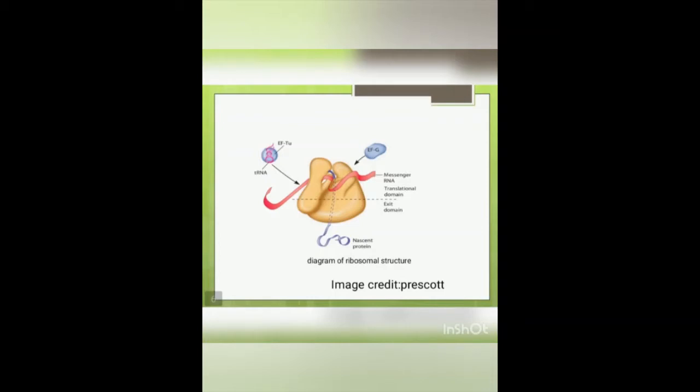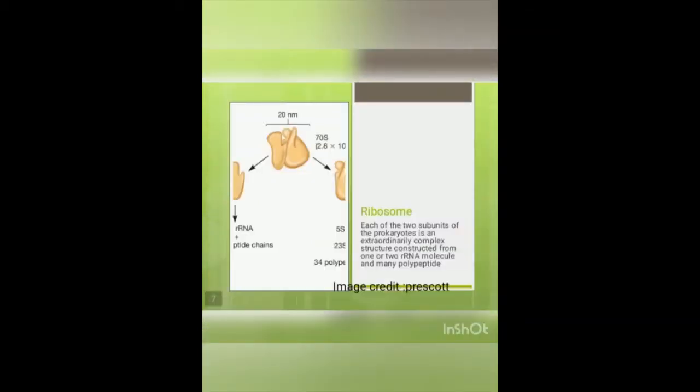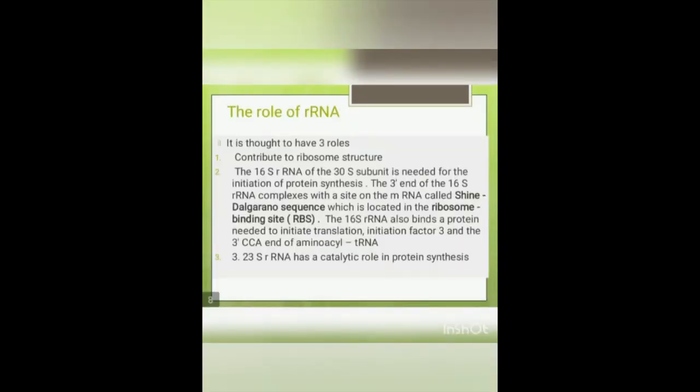Each subunit of the ribosome is made up of an extraordinarily complex structure constructed from one or two RNA molecules and many polypeptides. So what is the role of these RNA molecules? It contributes to the ribosome structure, helps in the initiation, and also has a catalytic role in protein synthesis. The 16S RNA molecule of the 30S subunit is needed for the initiation of protein synthesis. The 3' end of the 16S RNA complexes with a site on the mRNA called the Shine-Dalgarno sequence, which is located in the ribosome binding site.